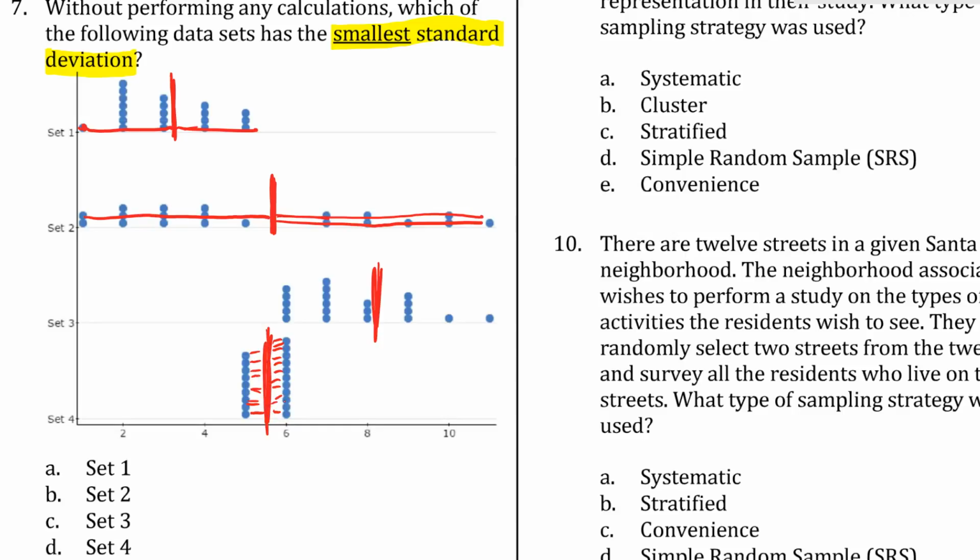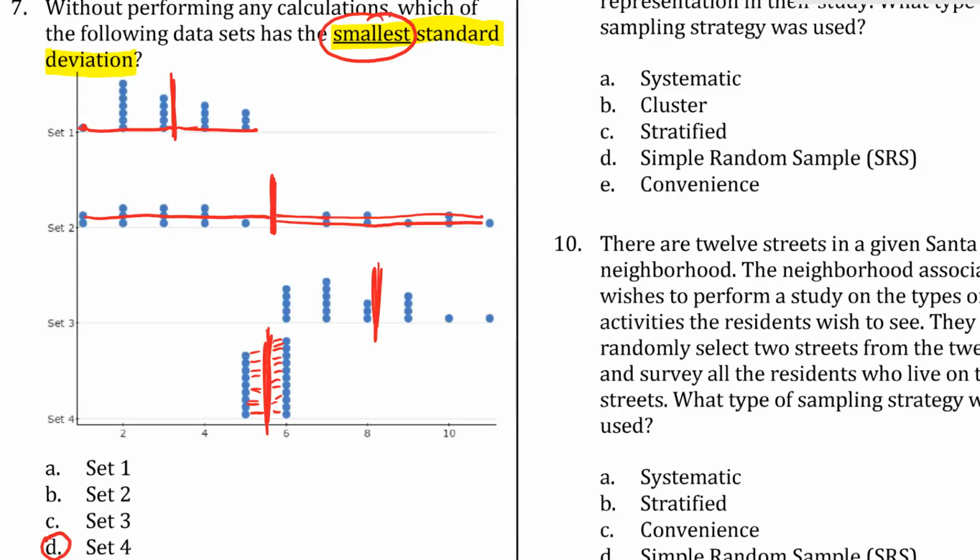So if we're using our standard deviation to measure the average distance, well, on average, set 4 is very close to the mean. Set 2 is very far from the mean. And 1 and 3 are in between those. So being very close to the mean is going to give us a small standard deviation. The distance is going to be smaller on average. So that one would be our answer.